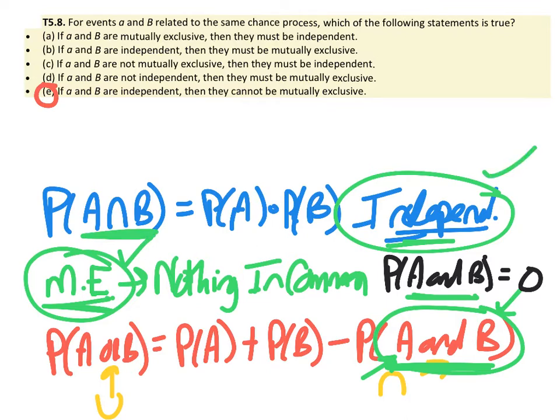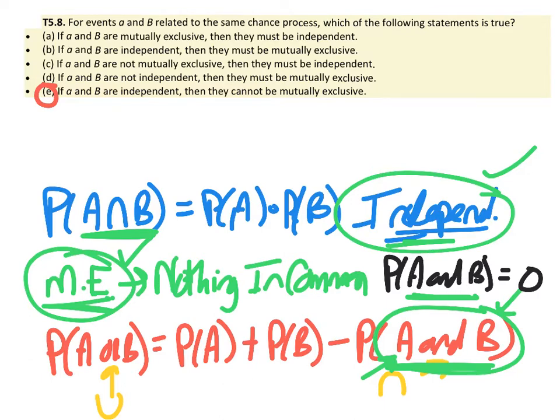So based on that, letter A cannot work. It says here, if A and B are mutually exclusive, then they must be independent. They can't be both of the two things. Letter B, if A and B are independent, then they must be mutually exclusive. That can't be either. So A and B are automatically knocked off here. Okay, letter C, if A and B are not mutually exclusive, then they must be independent. So what that one's going to say, if they're not mutually exclusive, so if we look at this, the probability of A and B, they have something in common.